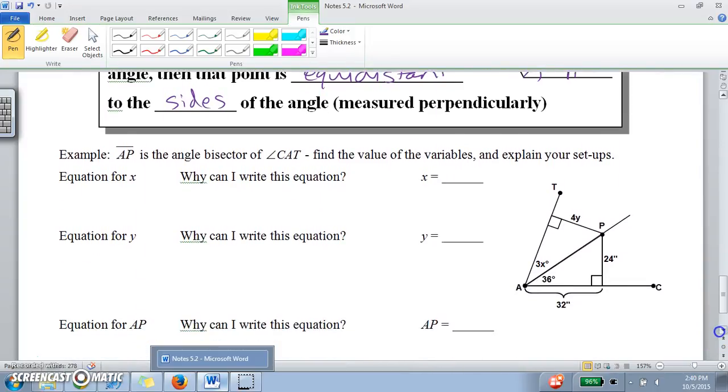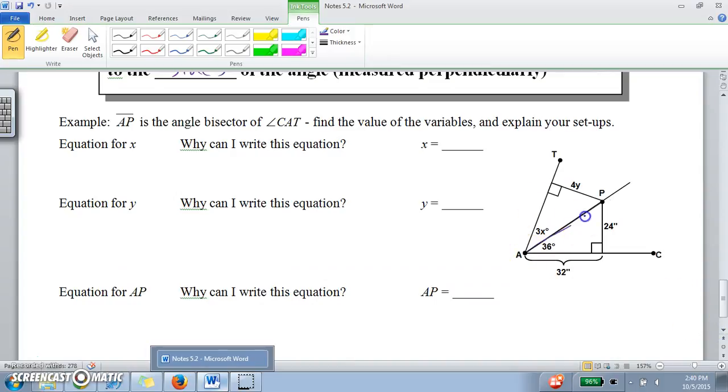So AP is the perpendicular, sorry, not a perpendicular bisector, an angle bisector of angle CAT. If it's an angle bisector, we know these two pieces have to be equal. So solve for x. I could write the equation 3x equals 36. Why can I write this equation? Because I've got two congruent angles since I have an angle bisector. Since these angles are congruent, I can set them equal to each other to solve for x. When I solve for x, I divide by 3, and I get that x equals 12.